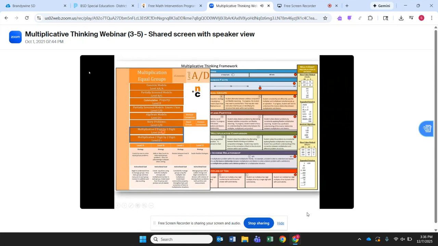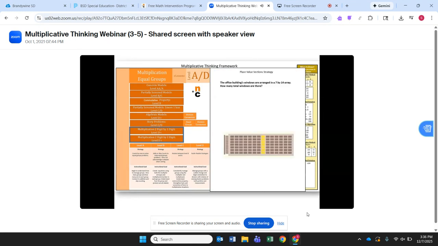So this is what the framework should look like when you get to this. And here's just what some of it looks like too. So remember, level D across the board almost in everything. And then, again, if you have a 3rd grader and they're ready for this, go ahead and teach it to them. There's nothing wrong with going above and beyond for students who are ready for it too. So for 2 digit by 1 digit, it teaches them different strategies, right? The office building's windows were arranged in a 7 by 14 array. How many windows are there? And then go ahead taking them through and showing them how that works too.